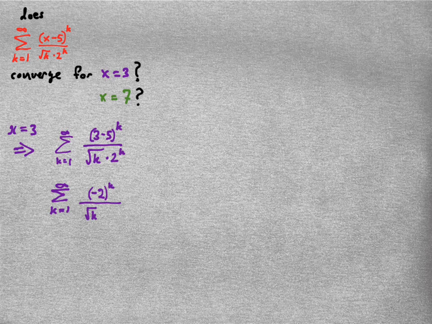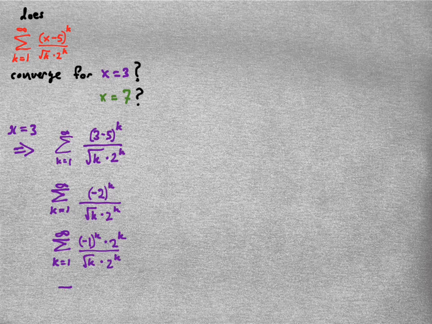It's negative 2 to the k power over the square root of k times 2 to the k. This happens to be an alternating series, because depending on whether k is odd or even, the numbers we add are going to be positive or negative. There's only one thing to do for alternating series, and that's to do the alternating series test.